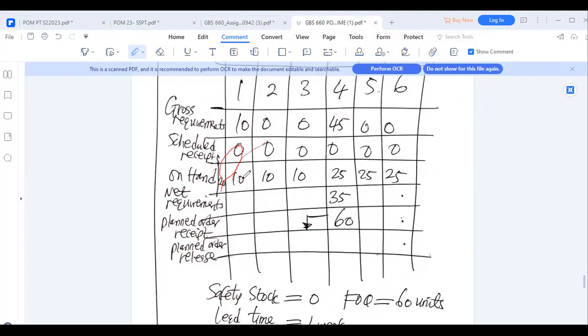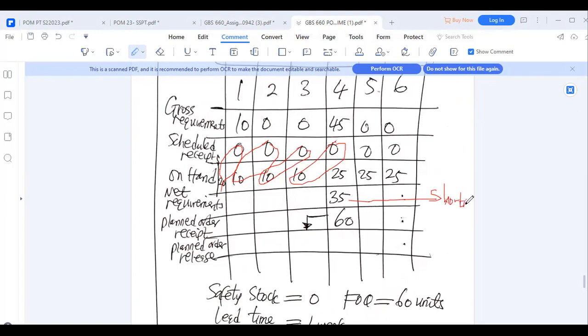10 plus 0 minus 0 is 10. 10 plus 0 minus 45. We have the net requirement, which is a shortage. Okay, this is the shortage of what? The shortage of 35. What happens when you have the shortage of 35?